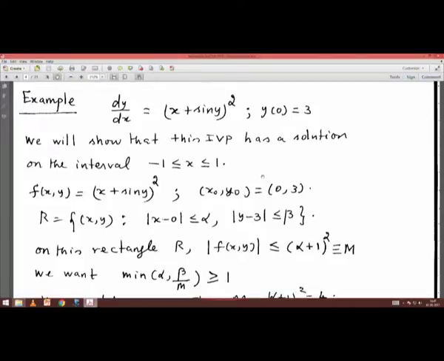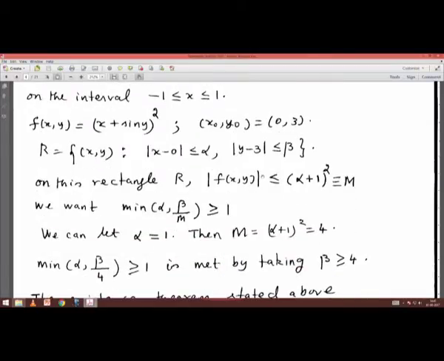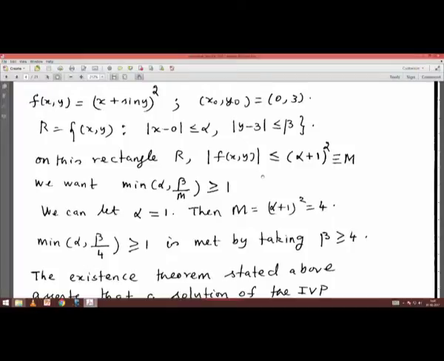So, what is f? f is x plus sin y the whole square. What is x naught, y naught? 0 comma 3. And what is the rectangle? Mod x minus x naught, so mod x minus 0 less than or equal to some alpha. Mod y minus y naught, that is mod y minus 3, is less than or equal to beta. That is the rectangle having center at 0 comma 3.